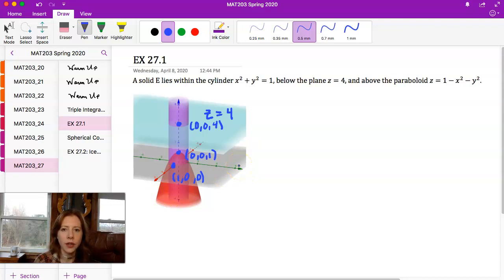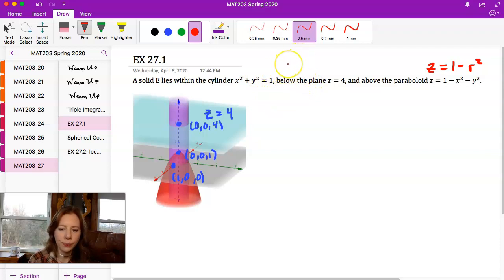And so one other thing to notice is that we can write this as z is equal to 1 minus r squared. Once again, x squared plus y squared is r squared. And of course, x squared plus y squared is equal to r squared, which is equal to 1.